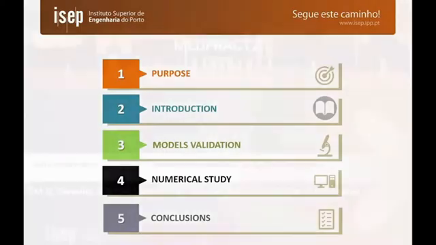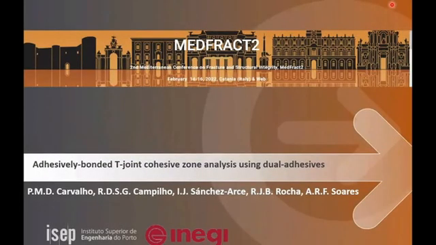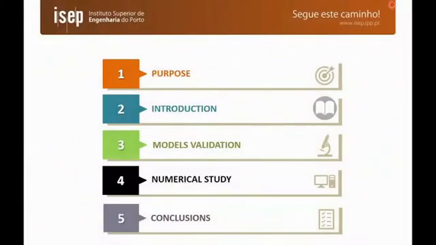I will start again, but I will try to be very quick. This work deals with the cohesive zone modeling analysis of T-joints, namely trying to use the dual adhesive technique to improve the strength of the T-bonded joints. This is the layout of the presentation: purpose, small introduction to the topic, validation with experimental results, numerical study, and conclusions.